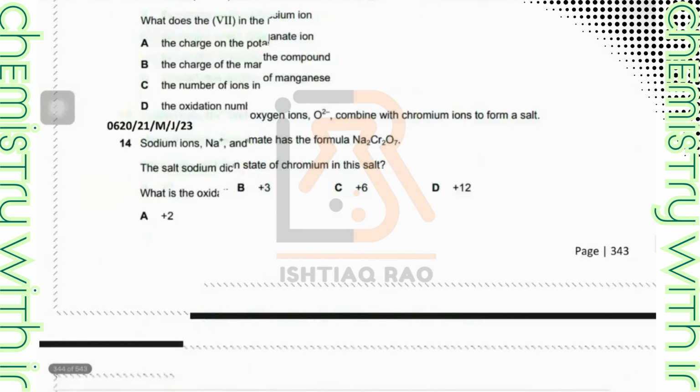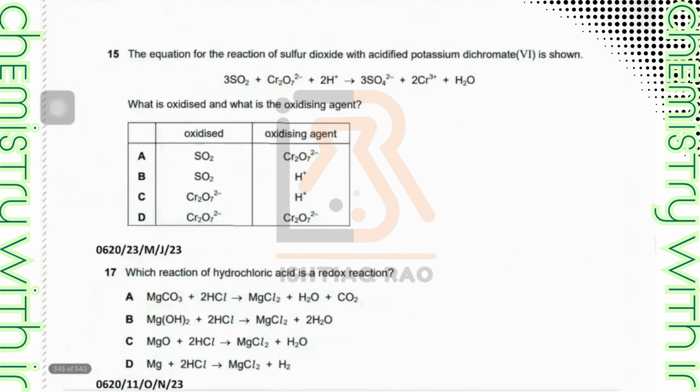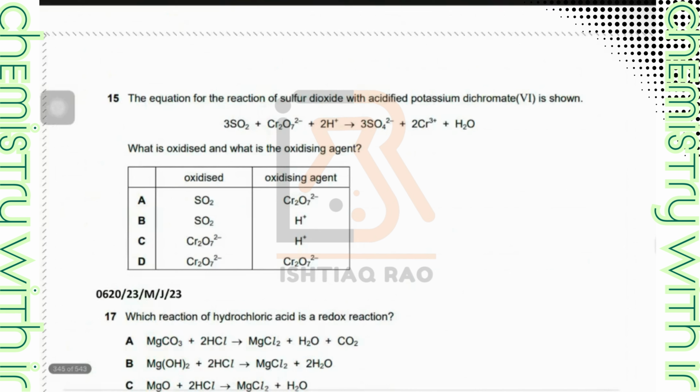In this question, they are asking what is oxidized and what is the oxidizing agent. This is your reaction. I'm going to check first SO2 and then Cr2O7 2-. So SO2 is changing into SO4.